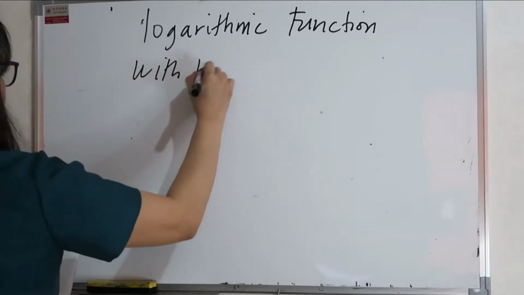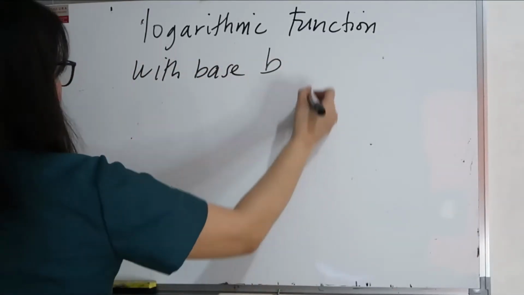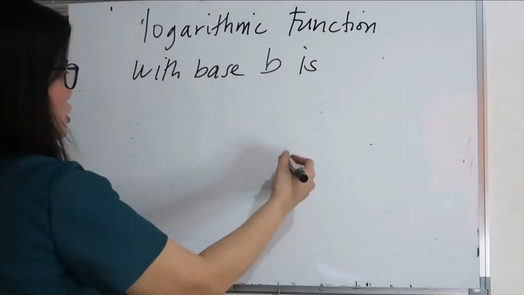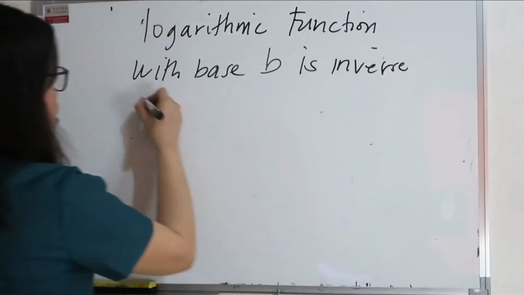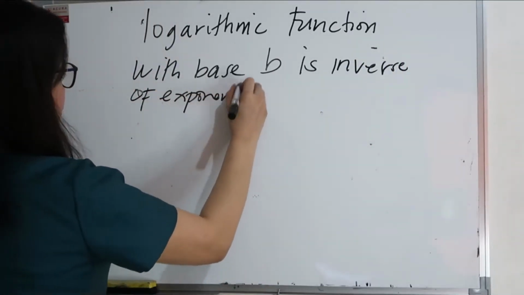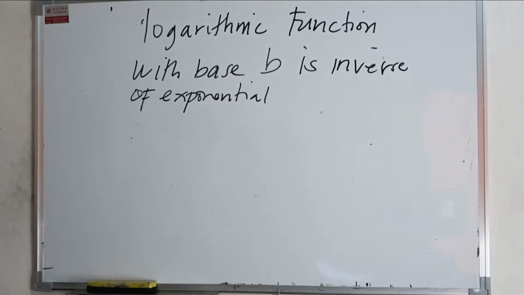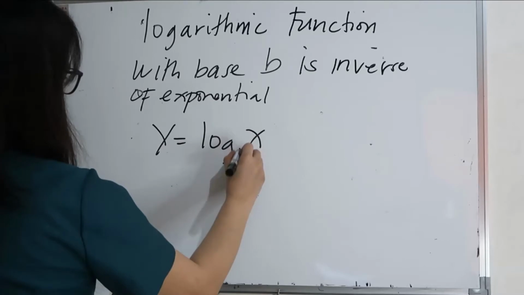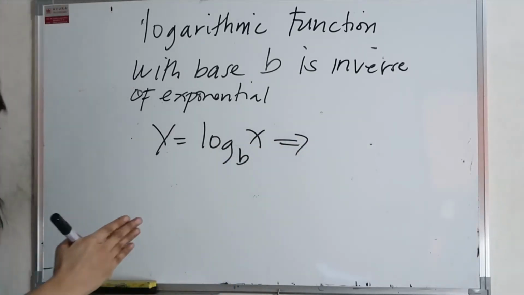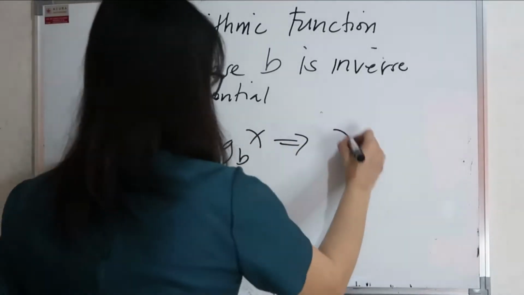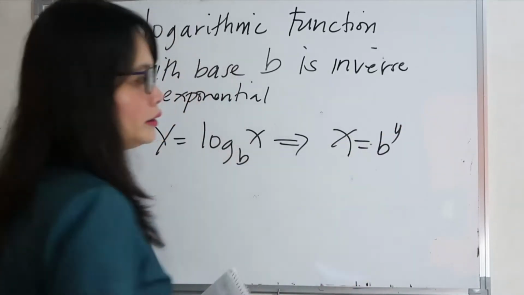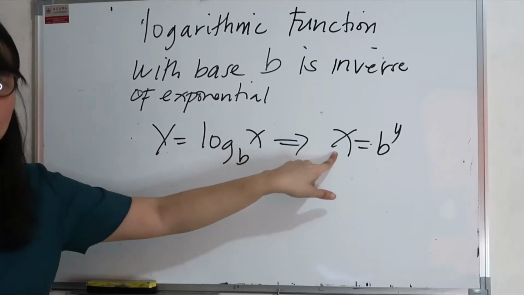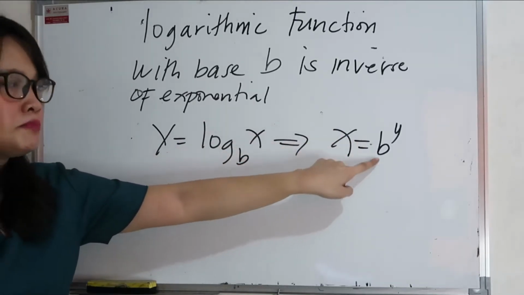With a base b, a logarithmic function is the inverse of an exponential function. So y is equal to log x with a base b. That's the inverse of the exponential function, since the exponential function is x equals b raised to y. So y equals log x with a base b came from your exponential function, which is x equals b raised to y.